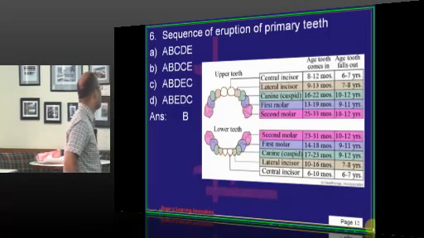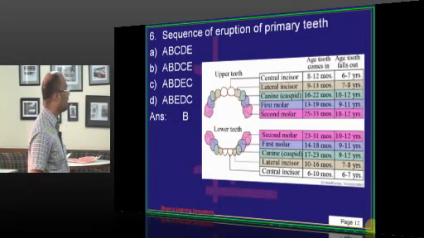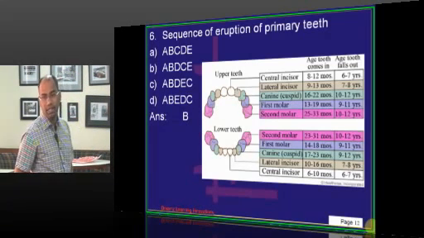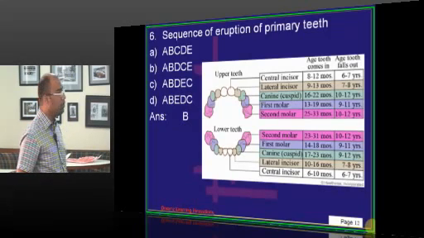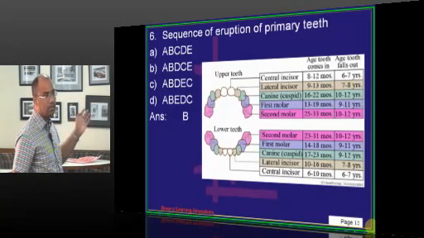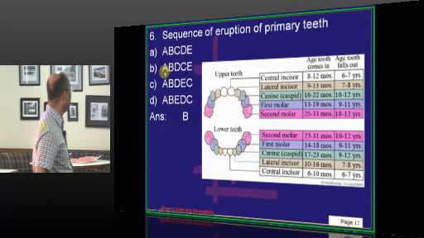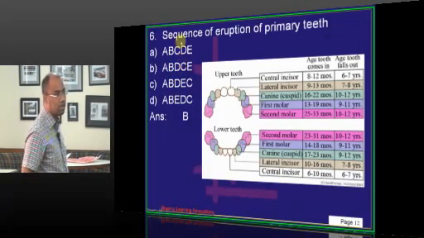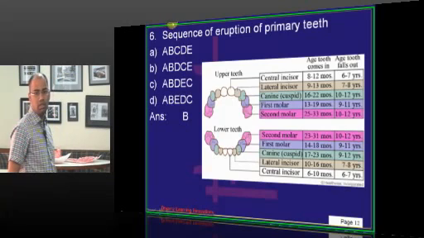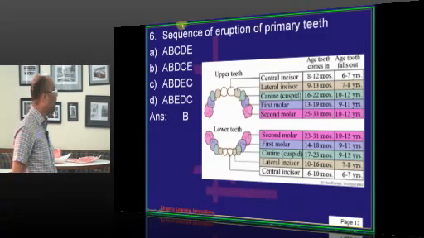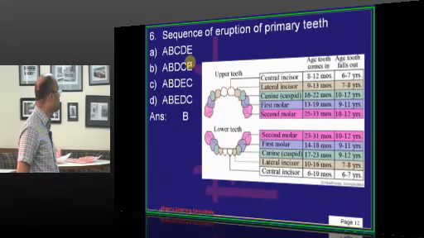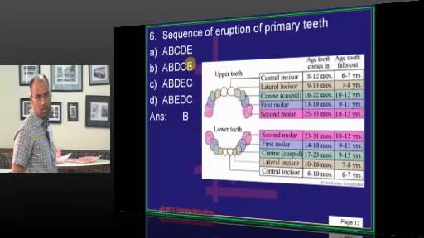And the sequence of eruption of primary teeth is not ABCDE, because D erupts earlier than the canine. So ultimately it is ABDCE. Now D, that is the first primary molar, erupts earlier when compared to your primary canine, and after that comes your second primary molar. It is the same in both the upper and lower arches.